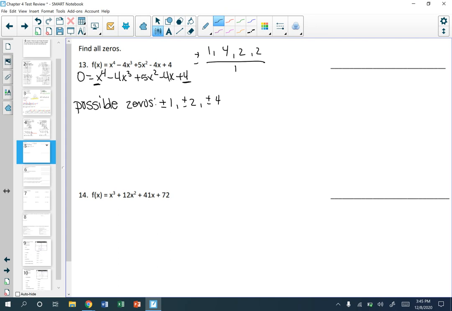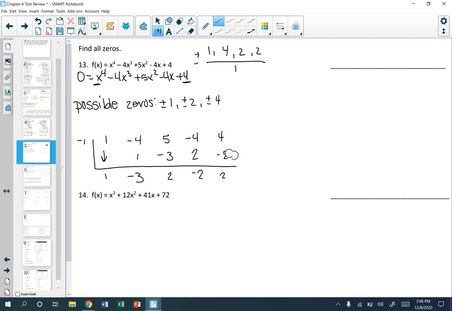Now I'm going to use synthetic division to find those zeros. So my coefficients are 1, -4, 5, -4, 4. And I'm going to start with 1. That's just my gut. That's what I always do. Bring down my 1. 1 times 1 is 1. That gives me -3, -3, 2, -2. And I have a remainder. So positive 1 is not a 0.